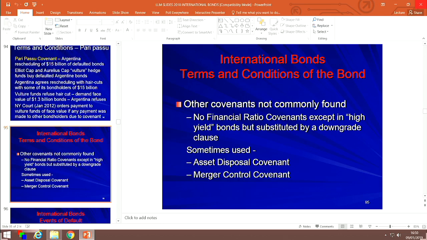What you do find, however, in every bond instrument is not a financial ratio covenant, but a downgrade clause. Exactly like the one you see in a syndicated loan. Okay, now wake up and tell me what a downgrade clause is. It won't be the syndicated loan which will be downgraded. The only thing that's downgraded is listed debt.